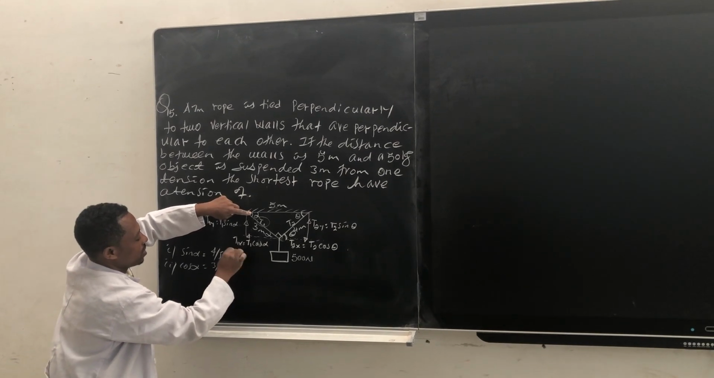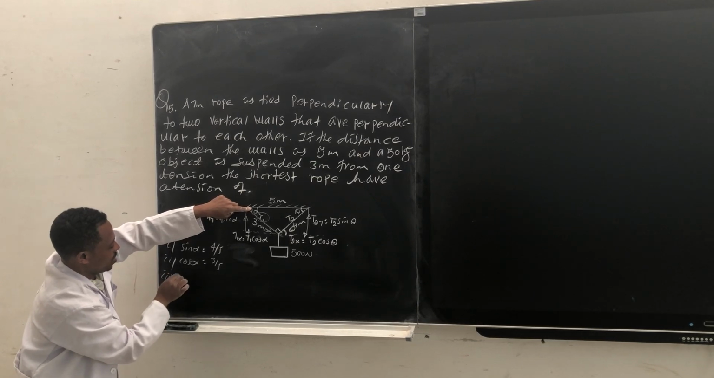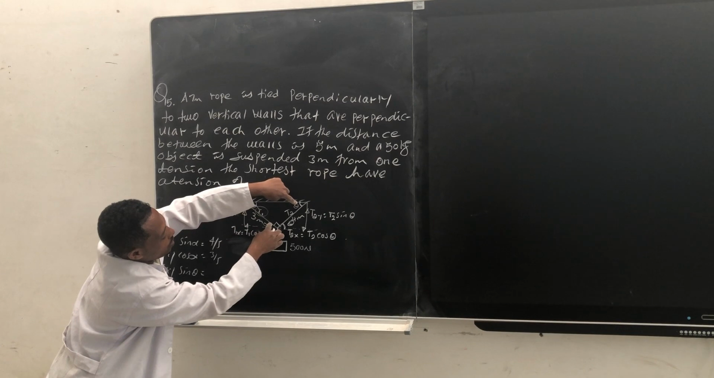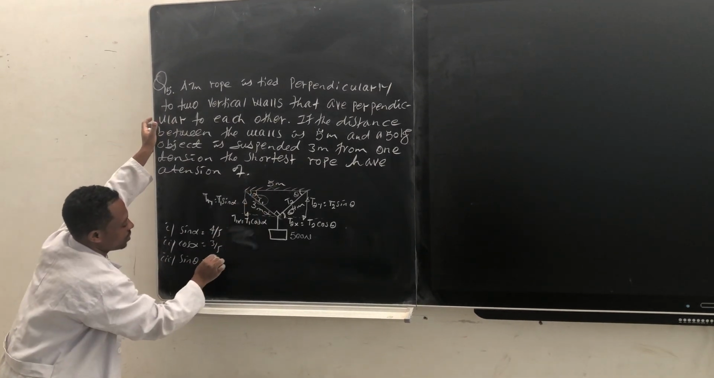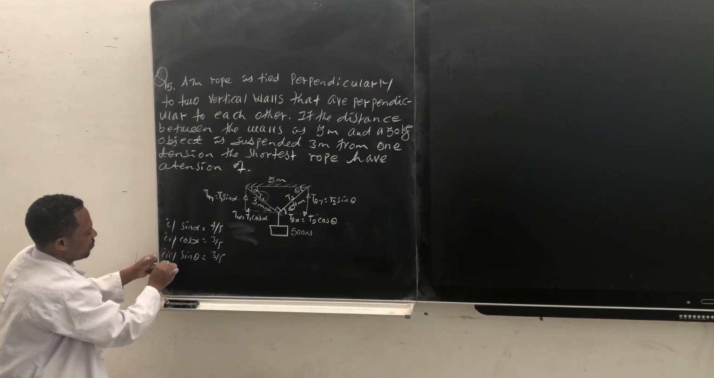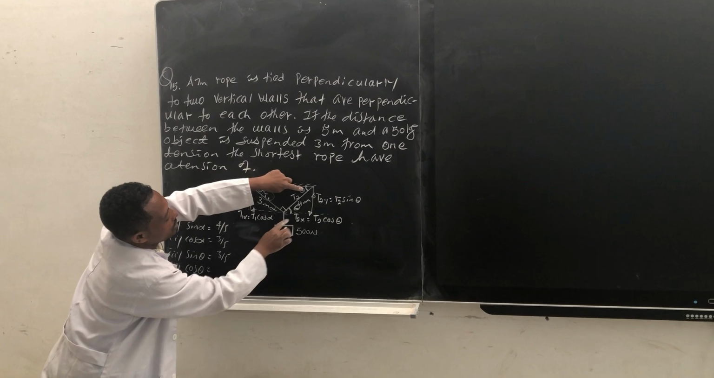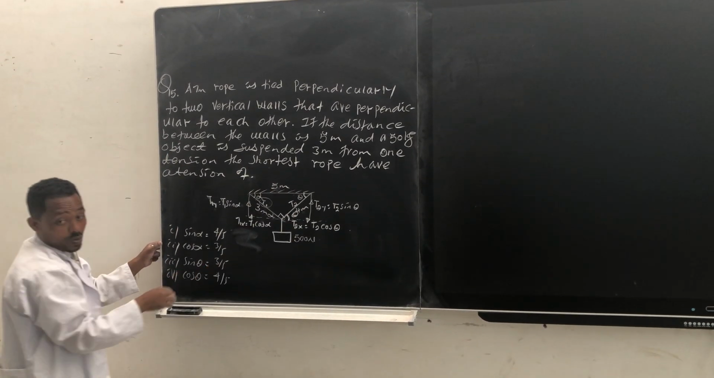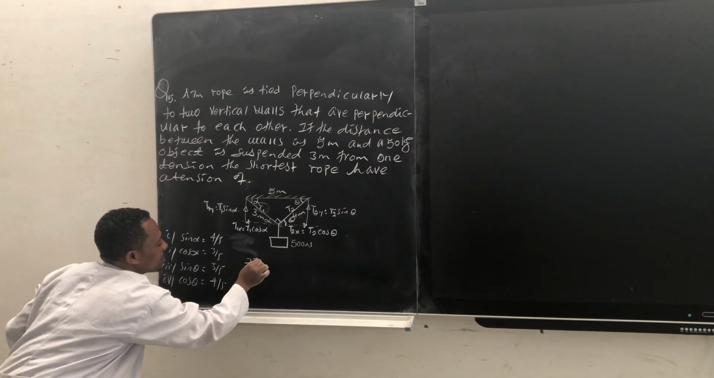Sine of theta means opposite over hypotenuse. That is 3 meters over 5 meters, that is 3 over 5. And cosine of theta is adjacent over hypotenuse, that is 4 over 5. These are very important to us. Right.